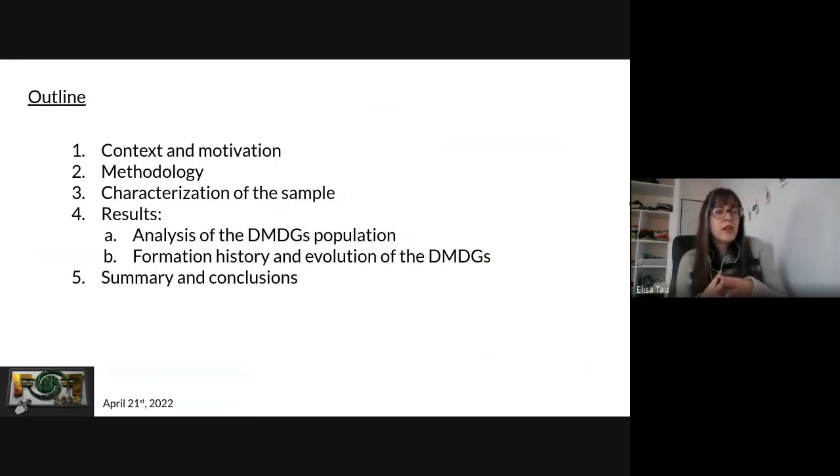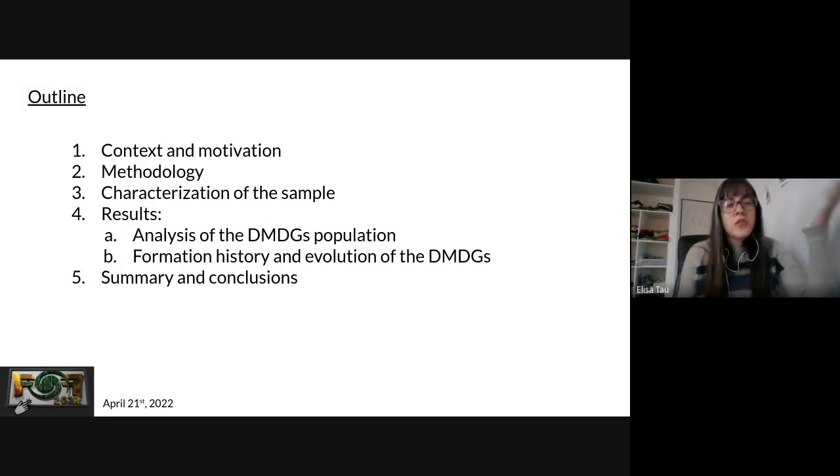And so here's an outline of my talk. I'm going to start with the context and the motivation that drew us to study this type of galaxies. Then I'm going to talk about the methodology that we used. Afterwards, I will characterize the sample of the galaxies and tell you about the results we got so far. And I'm going to finish with a summary and the conclusions.